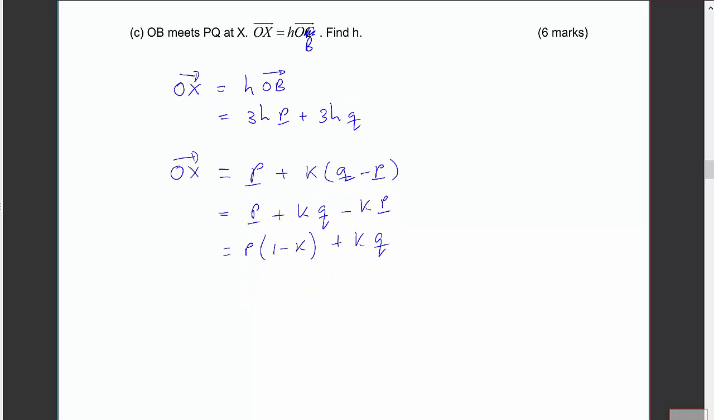Now, from here and here, we can see that the number of p's is the same as the number of q's. So that tells me straight away the number of p's here must be the same as the number of q's. So k is equal to 1 minus k, giving me 2k equals 1, and therefore k is equal to 1/2.